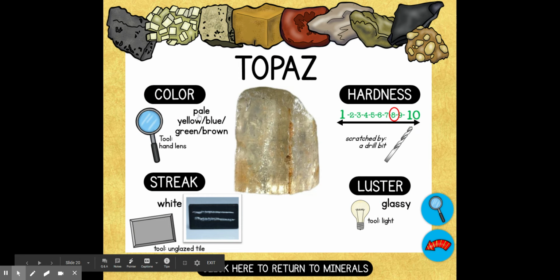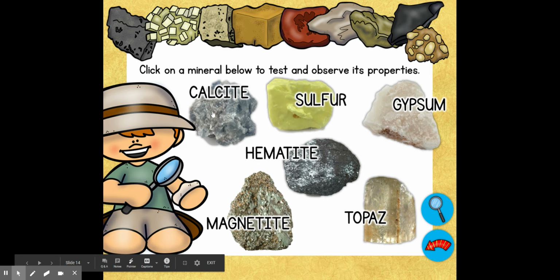Oh, so I can tell the color. And there's the hand lens, that's what I would use. There's that black streak plate. It's glassy, I'm going to use light. And this one's a pretty hard one. It would take a drill bit to scratch that one. And then it says down here, click to return to minerals. So then I could go through and look at all the other ones.